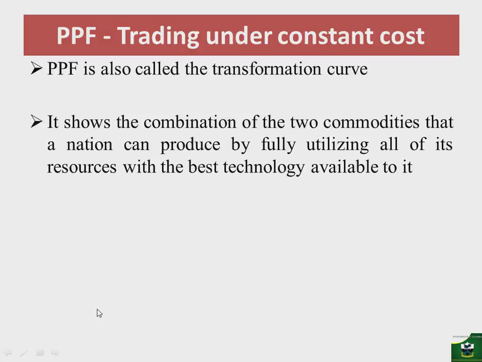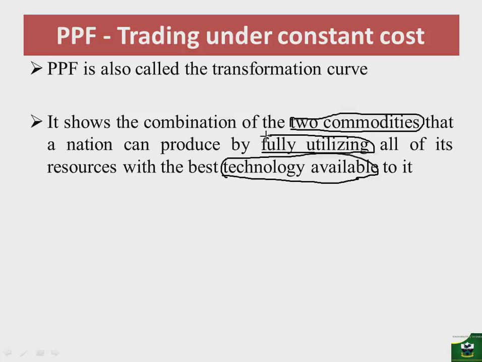Now, from this definition of the PPF, we can spot four assumptions. Number one is that the nation is only producing two commodities. So we can say commodity X and Y, or whatever names you can give it. Secondly, the nation has a fixed technology. And we are seeing that the nation is also fully employing all of its resources. And then finally, that the resources are fixed. So whatever resources the nation has, these resources are fixed.